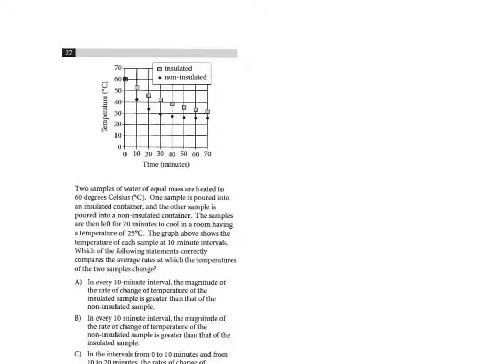Two samples of water of equal mass are heated to 60 degrees Celsius. One sample is poured into an insulated container and the other sample is poured into a non-insulated container. The samples are then left for 70 minutes to cool in a room having a temperature of 25 degrees Celsius. The graph above shows the temperature of each sample at 10-minute intervals. Which of the following statements correctly compares the average rates at which the temperatures of the two samples change?